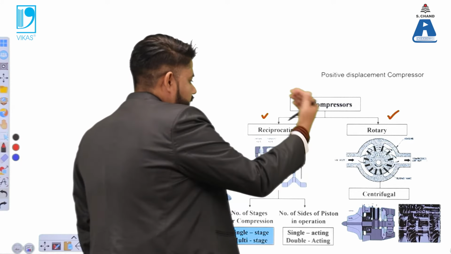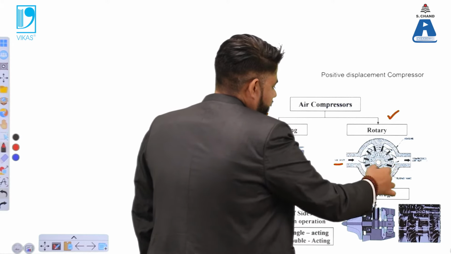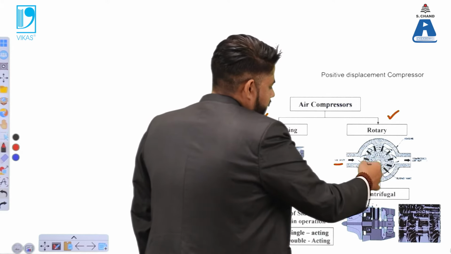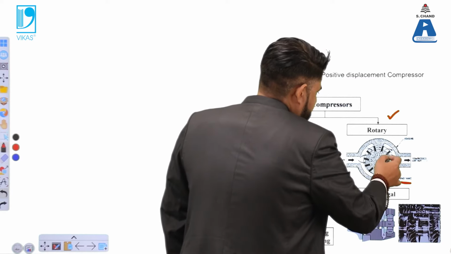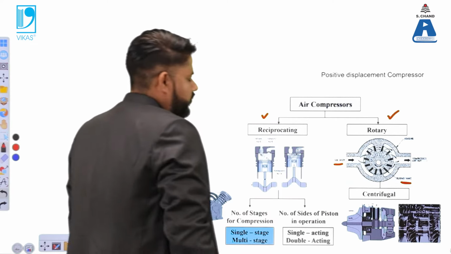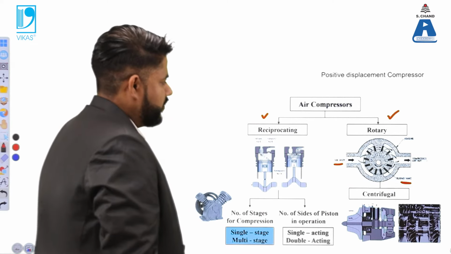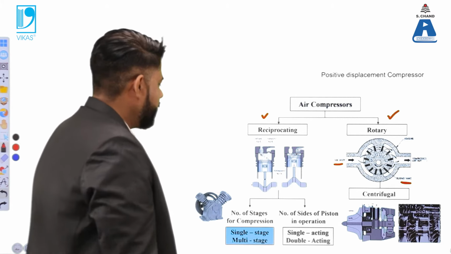And in case of a rotary compressor, the air is moving inside, and it is rotated with the help of the wheel which is sliding over the surface, and it compresses that air, and the compressed air moves out from that chamber. Here also the compressed air moves out from the chamber.